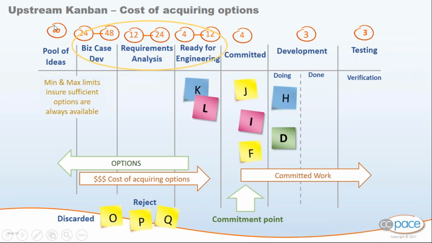The ideas, the pool of ideas are coming on the left, and like 1,000 ideas. Customers are very creative. So to trim it down to, let's say, between 48 and 24 business cases, then you throw out maybe 12 of these ideas. You go from 24 to 12 for requirements analysis. And again, you find out that you would be better off rejecting some of those. So this money here is the cost of acquiring an option.